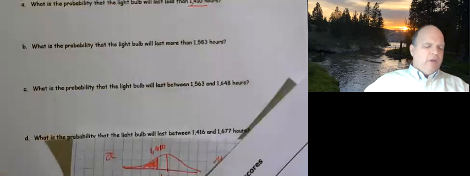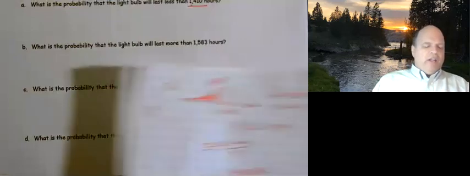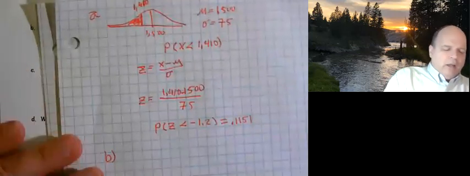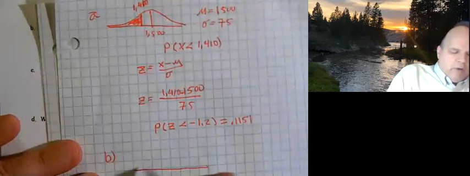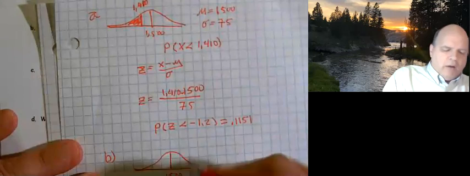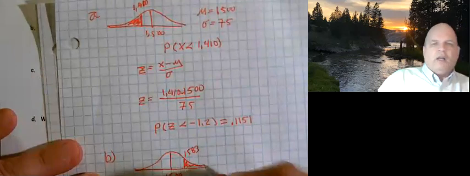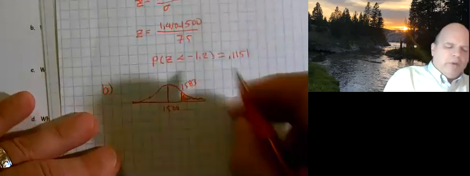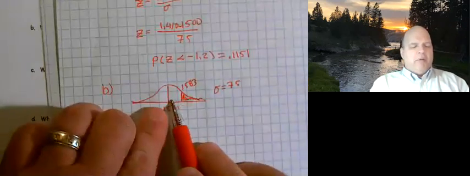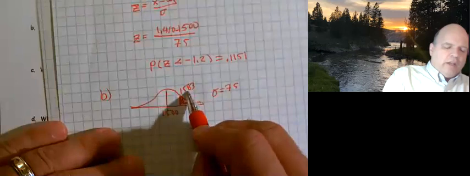Part B says, what's the probability that the light bulb will last more than 1,583? Now, this is a little bit trickier question, all right? So we're still looking at the same curve. We still have a mean of 1,500, but now we're looking at 1,583, and it says more, so we're shading up. Please don't forget our standard deviation was 75. So we're going to be on the positive side, so we're expecting a positive z-score, because 1,583 is above that.